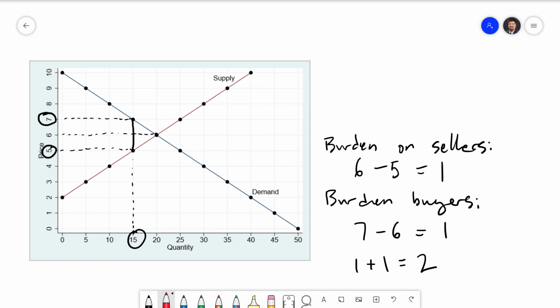On the graph, I'm going to mark out our old equilibrium here. The burden on the sellers is this distance right here, which is 1, and our burden on the buyers is going to be this distance right here. It just so happens that the two are equal in our example, but that definitely does not need to be the case.